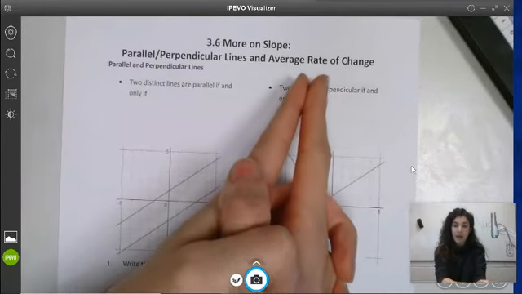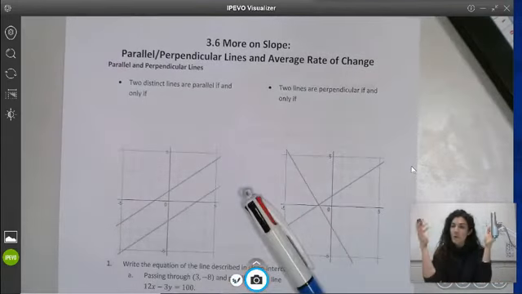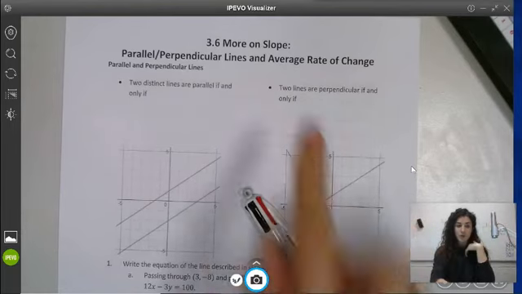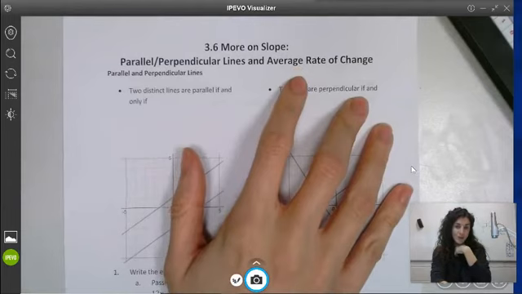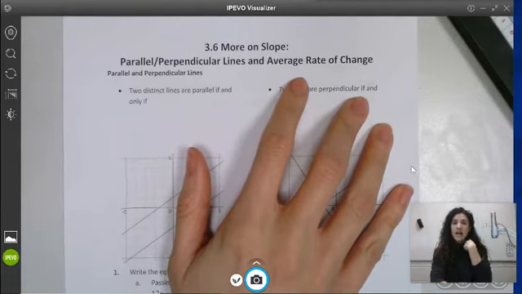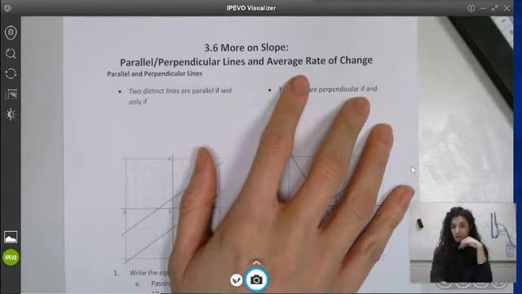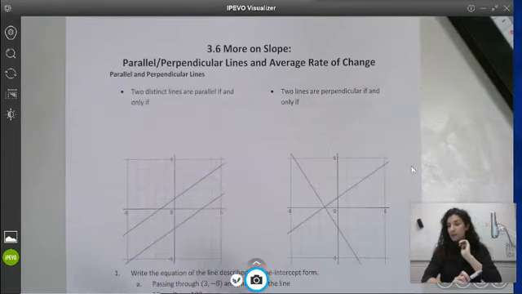We're also going to talk about something that's called an average rate of change. Remember when we're talking about a line from our notes from 3.5, we said, hey, the slope of a line is constant. It is a constant rate of change. And so what we're going to talk about today is what happens when we don't have a constant rate of change. How do we find the average of our rates of change? And we'll talk about that, which is kind of cool.